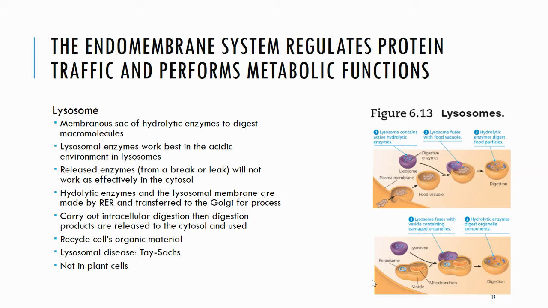Hydrolytic enzymes and the lysosomal membrane are made by rough ER and transferred to the Golgi for processing. And they carry out the intracellular digestion. Then digestion products are released to the cytosol and used so we can recycle the cell's organic material. One disease associated with the lysosome is Tay-Sachs, where certain products are not digested properly. And lysosomes are not found in plant cells. This job is done by the vacuole in the plant, but animal cells have tiny vacuoles and lysosomes to carry out those functions.